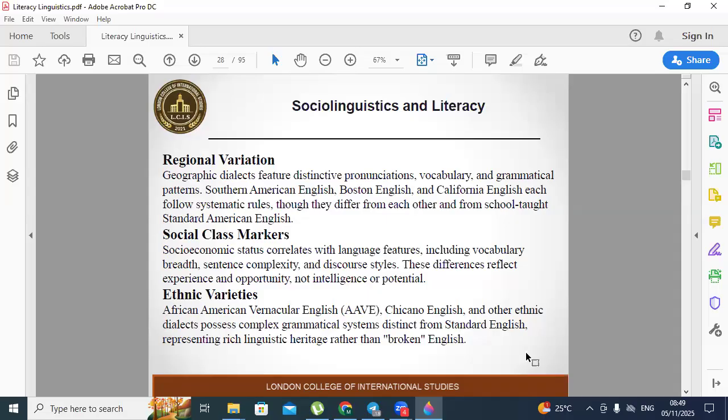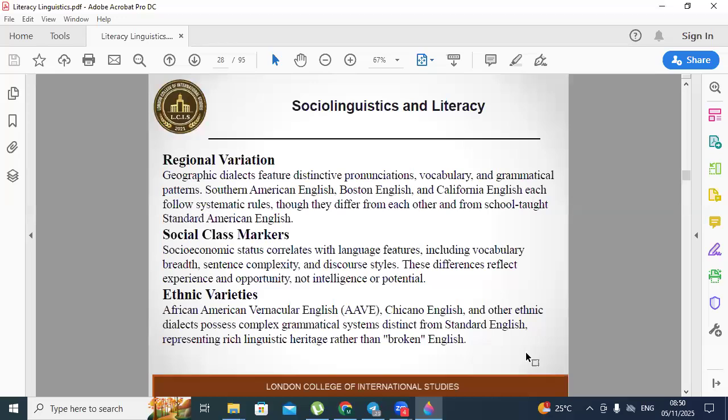Let me give you three main areas of language variation: regional variations, social class markers, and ethnic varieties. Regional variation refers to geographic dialects with distinct pronunciation, vocabulary, and grammatical patterns. Southern American English, Boston English, and California English each follow systematic rules, though they differ from each other and from the so-called standard American English taught in schools.